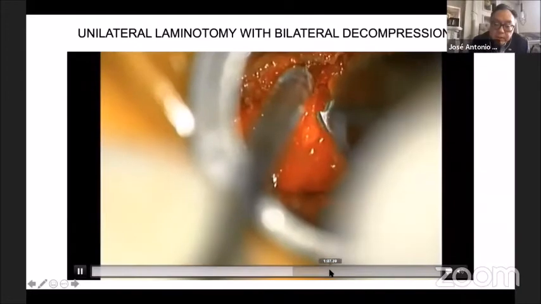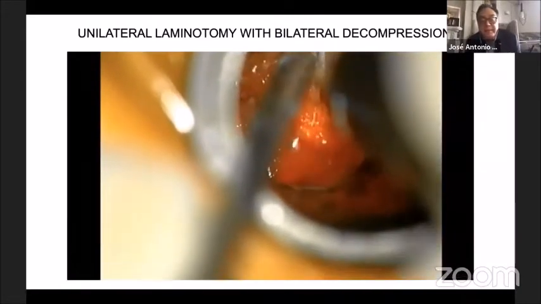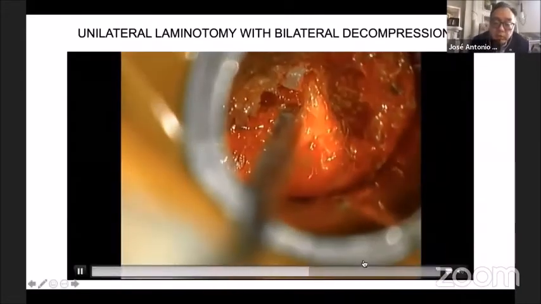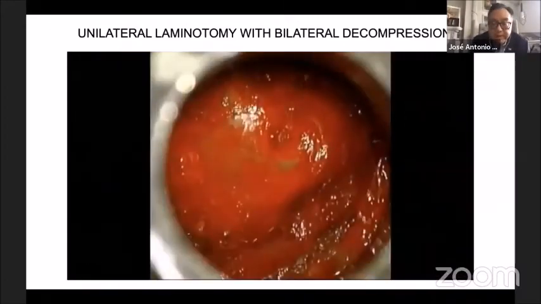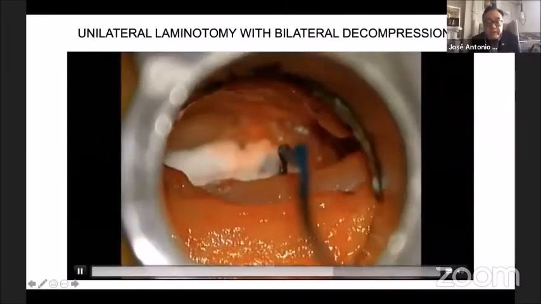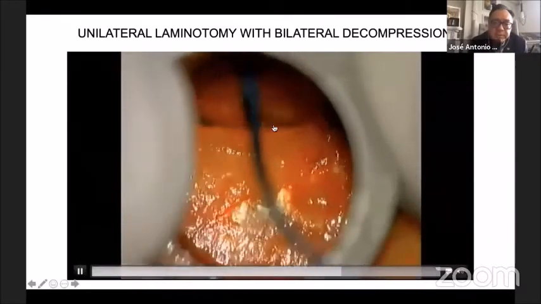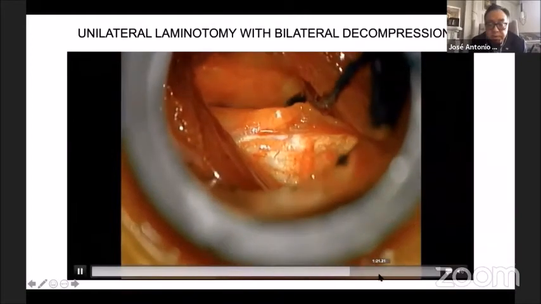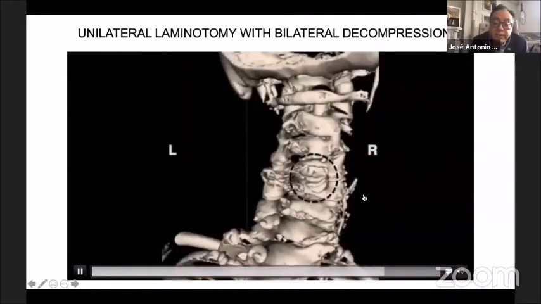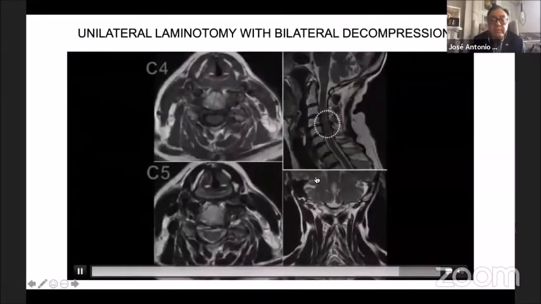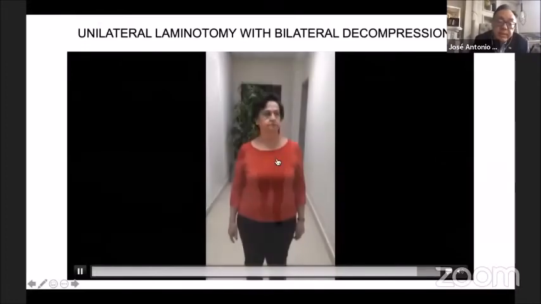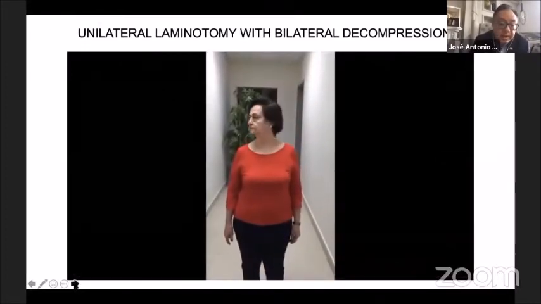It's very important not to make severe hemostasis with bipolar. It's not necessary. Usually the bleeding is stopped with Surgicel or something like that. At the end of the procedure, the muscle preservation is obvious, and the clinical results are very, very nice. This is the bone window of the laminotomy. You can see the post-op and the very nice clinical evolution of the patient.